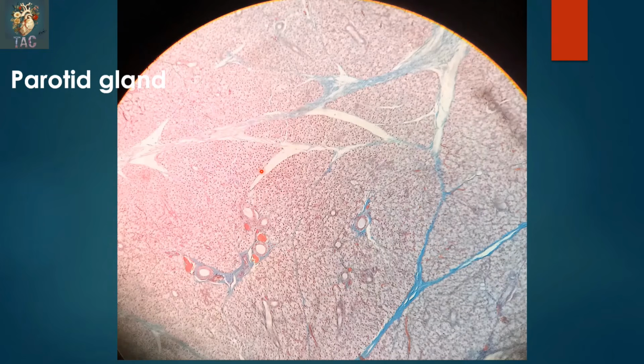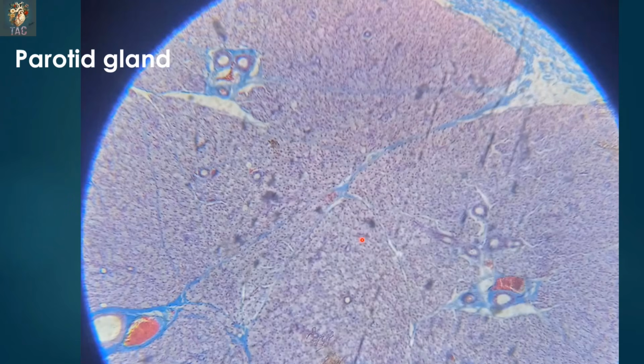So in all the acini, the nuclei are rounded in shape. In the septa you can appreciate the blood vessels and the ducts which are present. This is the same slide at higher magnification, in which you can easily appreciate the different acini which are present. All of them are serous acini, along with the ducts which are present.